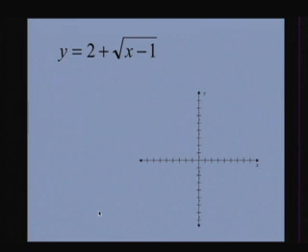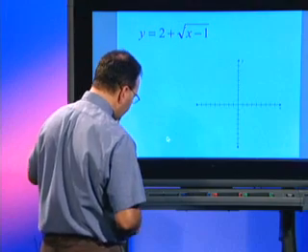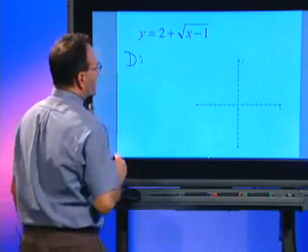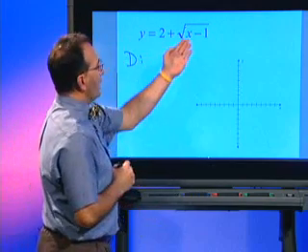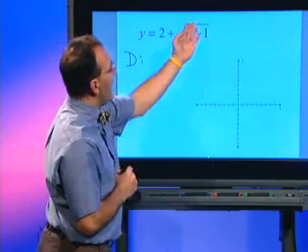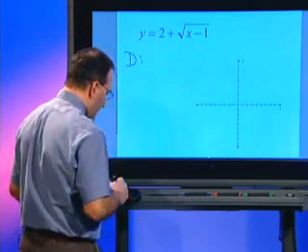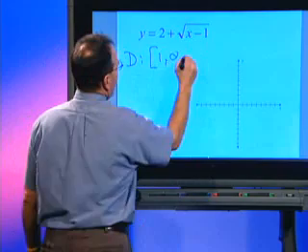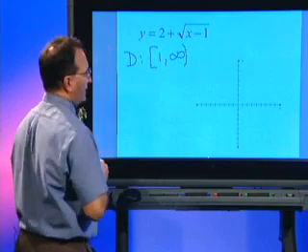y is equal to 2 plus the square root of quantity x minus 1. We need to find the domain. The domain is going to be equal to all of the numbers that we can plug in for x, and in that case, the domain is going to start at the number 1 and go up through infinity.